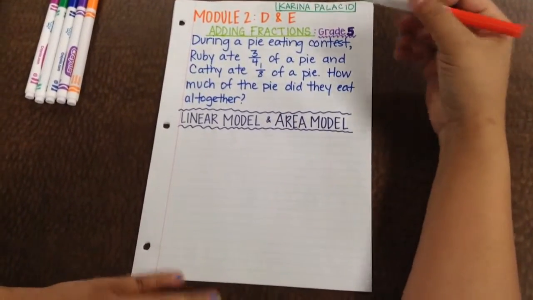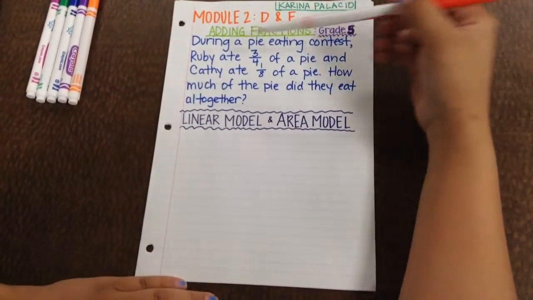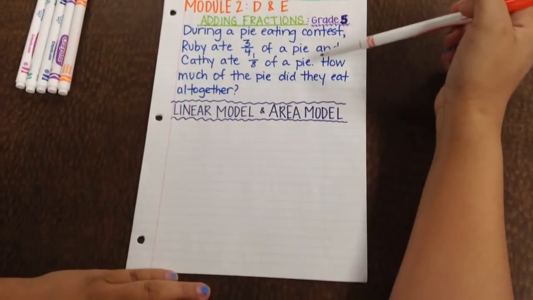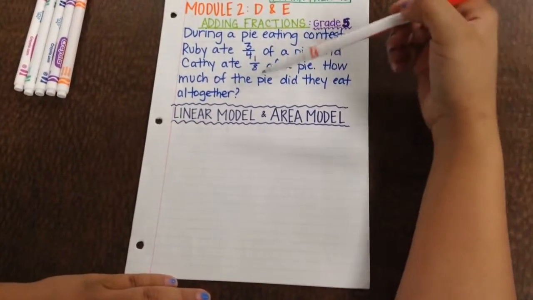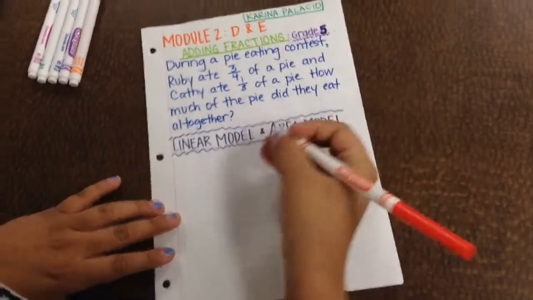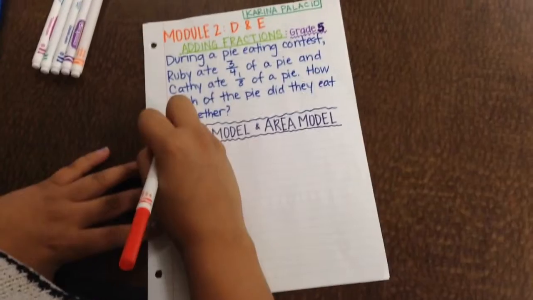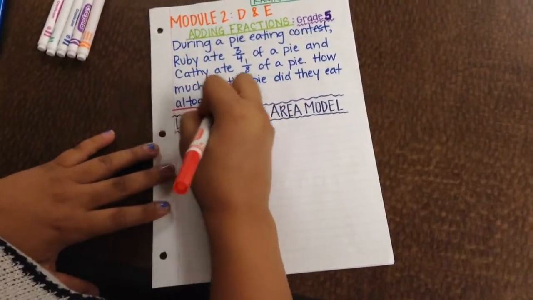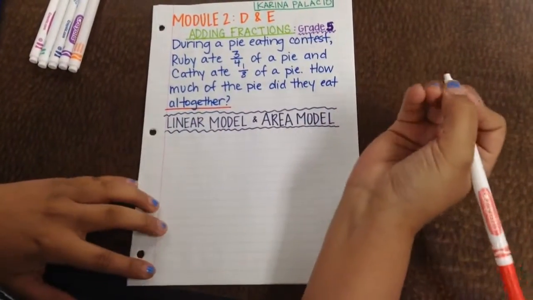My word problem is, during a pie eating contest, Ruby ate 3/4 of a pie and Kathy ate 1/8 of a pie. How much of the pie did they eat all together? So let's look at the problem and take out our important notes. The question is asking how much of the pie did they eat all together? All together means we're going to put together and combine, so we're doing addition.